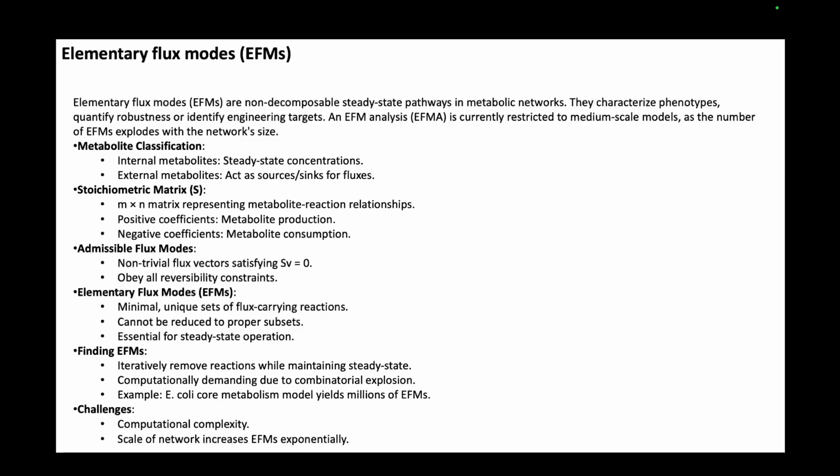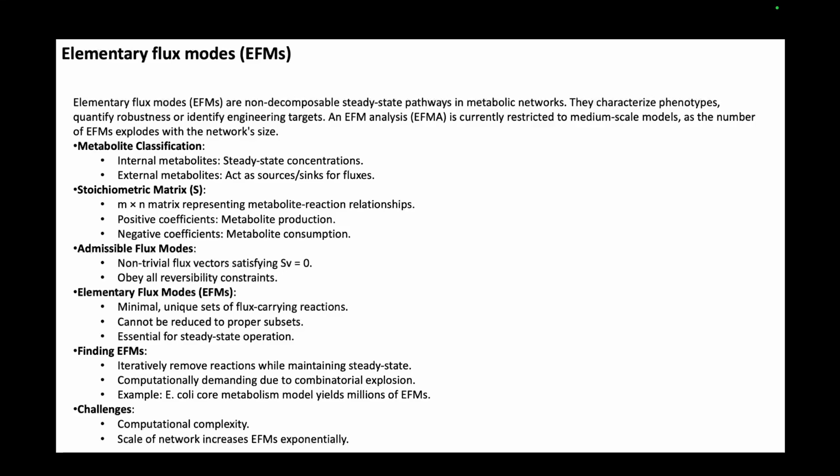And elementary flux mode analysis is currently restricted to medium scale models, as the number of EFMs explodes with network size, in an exponential curve. So basically, a slight increase in the number of nodes in your network can hugely increase the number of EFMs inside the network, right? So while getting elementary flux modes, we classify the metabolites into internal and external metabolites. The internal metabolites are at steady state concentration, and the external metabolites can act as sources or sinks for flux.